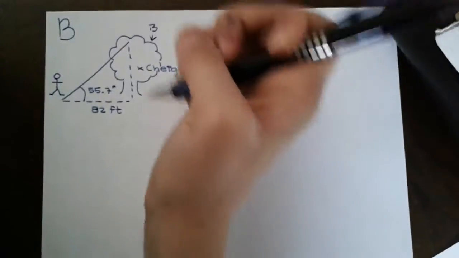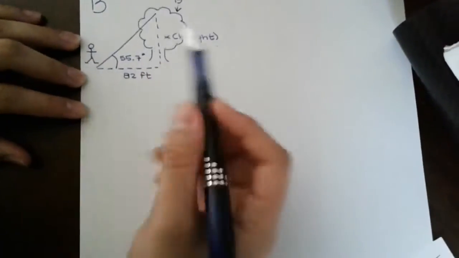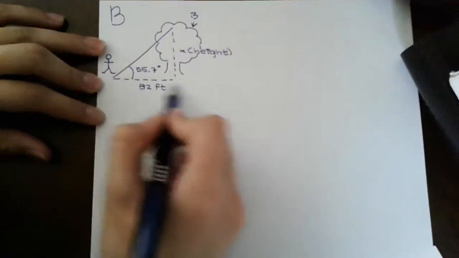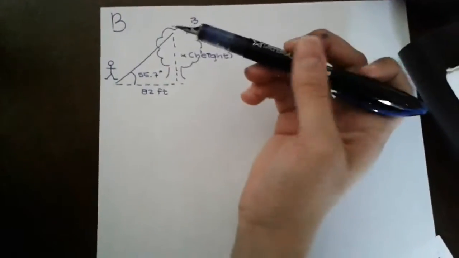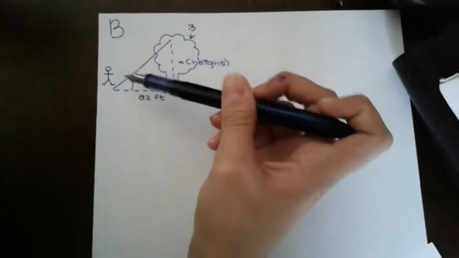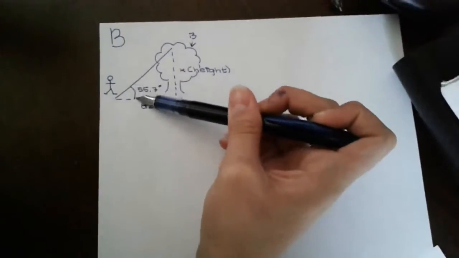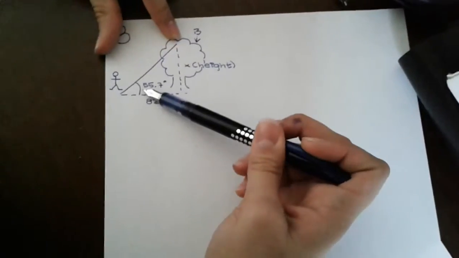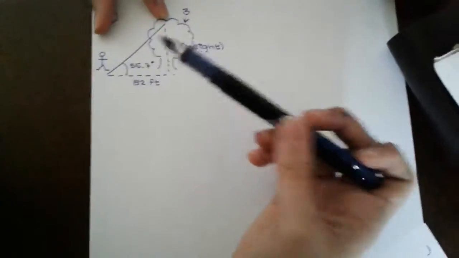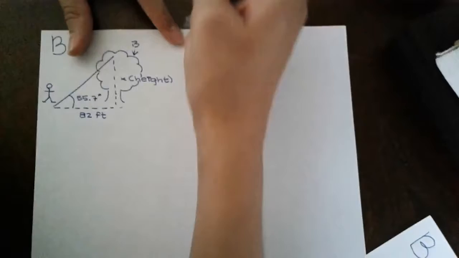The height of tree B. Through our measuring, we were able to evaluate that the adjacent side, which is this, amounted to 82 feet. With a projecting device, we were able to deduce that the angle in reference to the tree and to ourselves was 55.7 degrees.